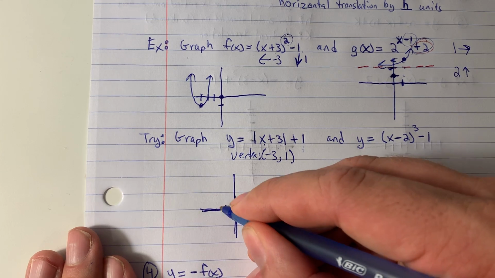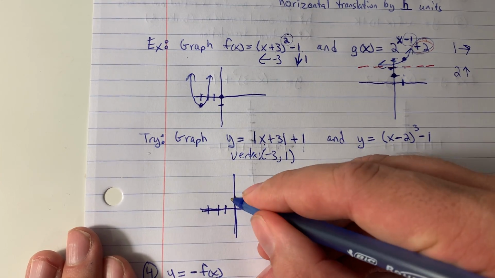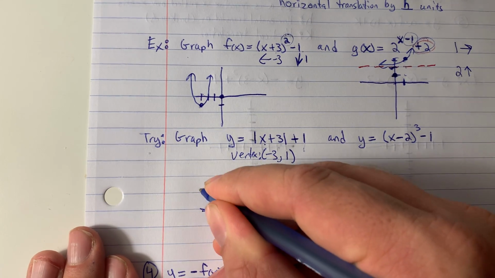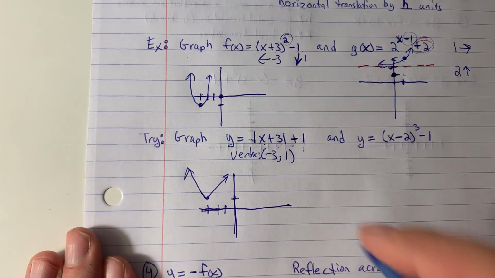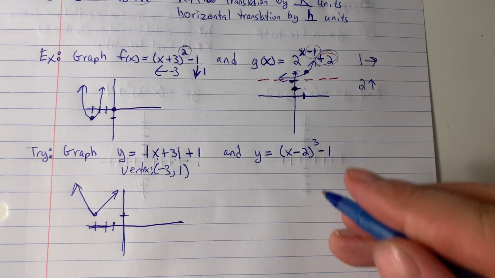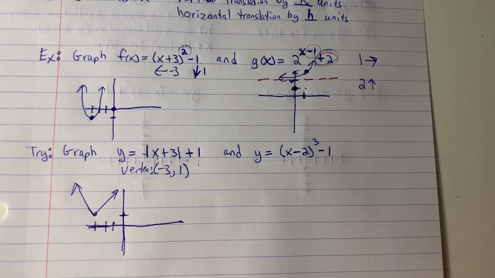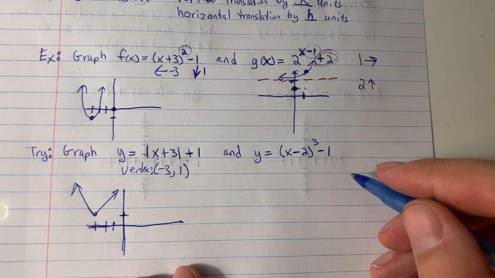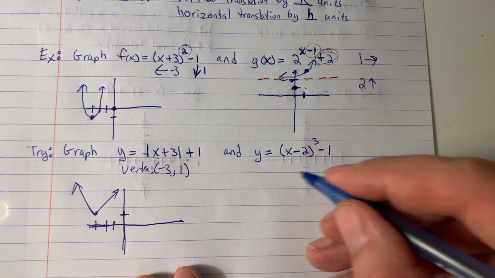And hopefully you put the vertex at -3, 1, and because it's absolute value, you made a V shape going up from there. It's got those 2 constant rates of change. All right, this is a cubic function. It doesn't have a vertex. Instead, what's the key point called? It's called an inflection point.